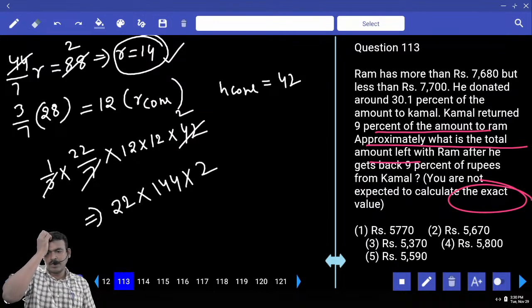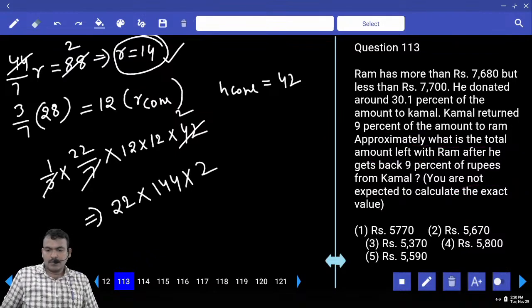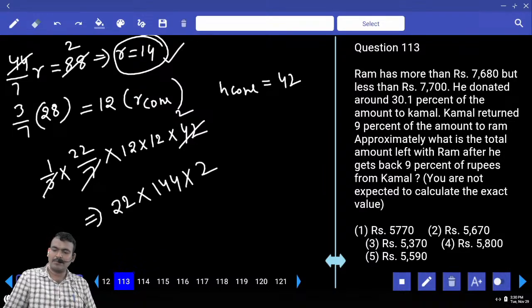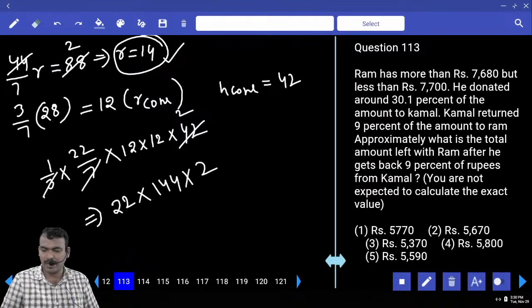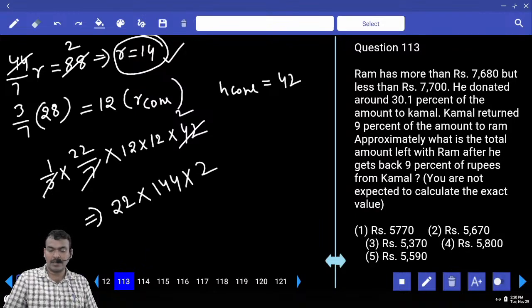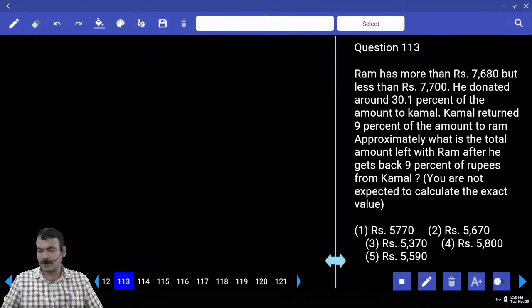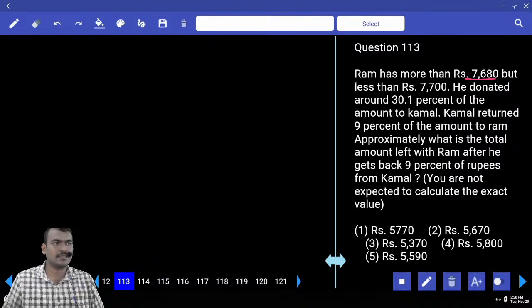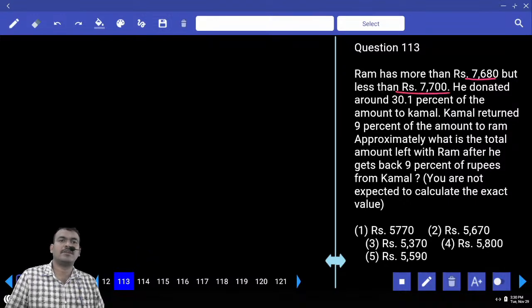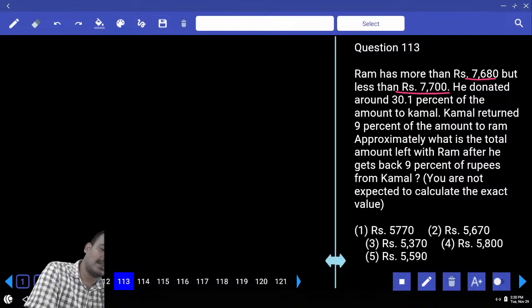Next, question number 113. Ram has more than 7680 but less than 7700. He donated around 30.1% of the amount to Kamal. Kamal returned 9% of the amount to Ram. Approximately what is the total amount left with Ram after he gets back 9% from Kamal? Okay. Actually, Ram has more than 7680 but less than 7900.